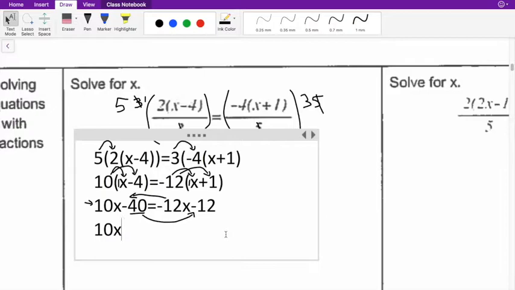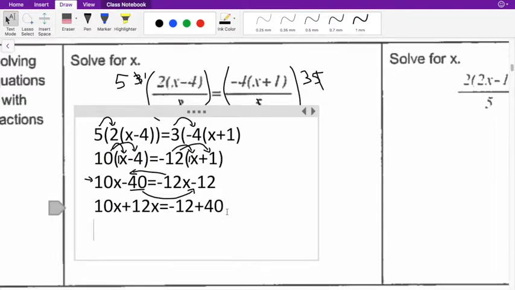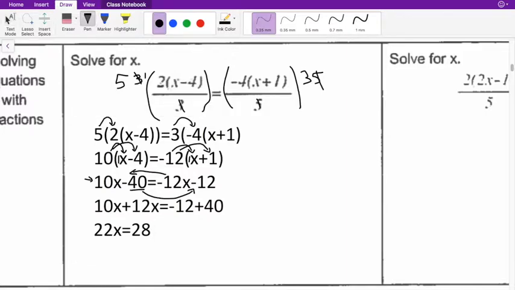So when it comes over, it's going to be a plus 12x equals, and I already have the negative 12 over here, so I'm going to put negative 12. Now this was a negative on this side, so it's going to become a positive. So 10x plus 12x, that's going to equal 22x equals 40 minus 12 is going to be 28. Positive 28.